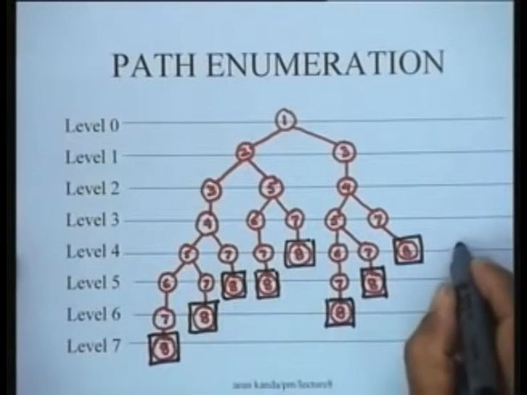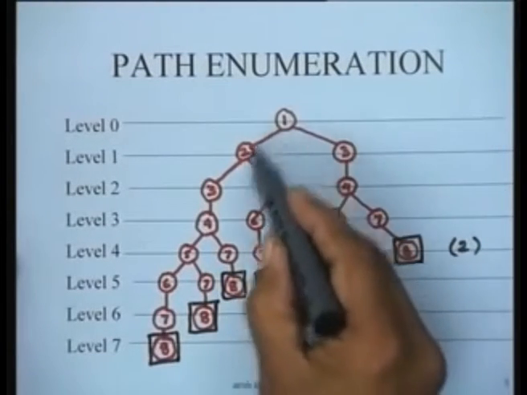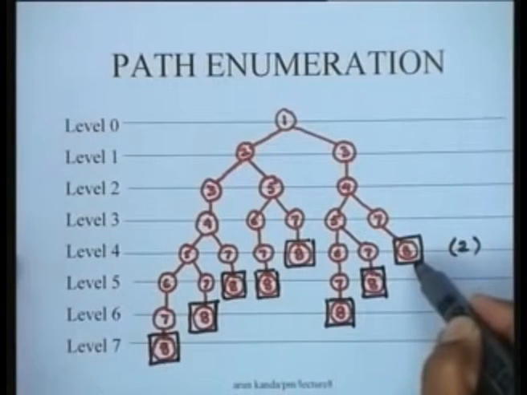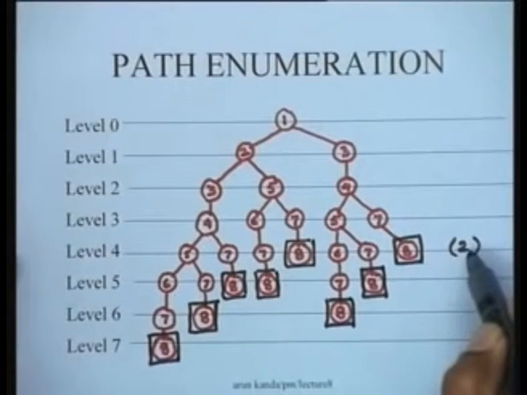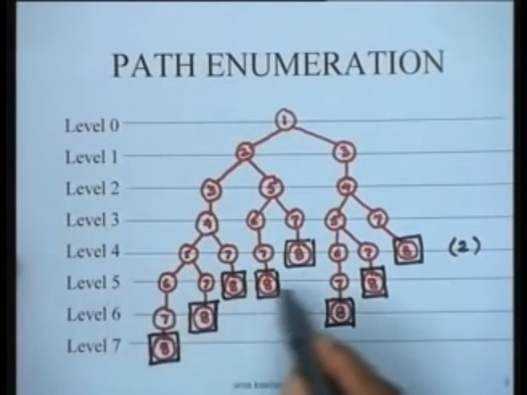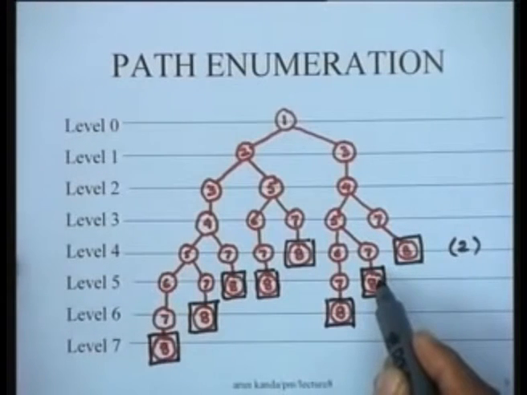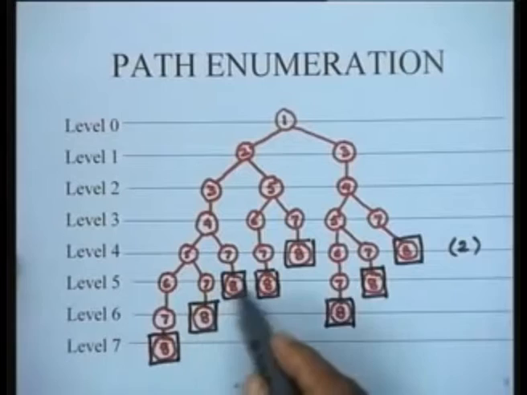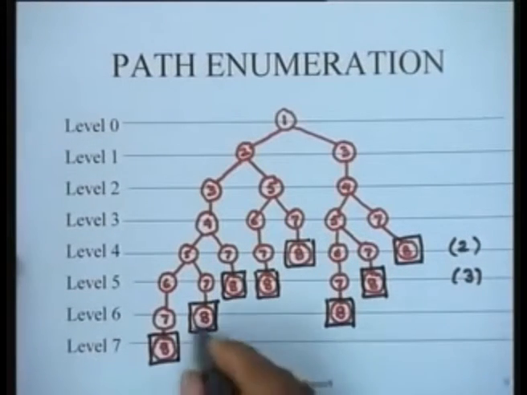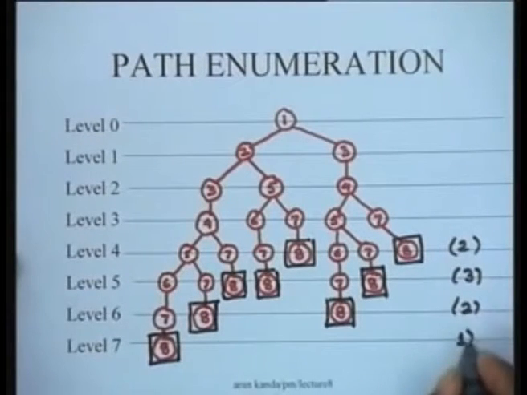So what it really shows is that at level 4 in this entire enumeration exercise, I have been able to discover two paths, this and this, and these two paths are 1, 2, 5, 7, 8 and 1, 3, 4, 7, 8. At level 5, each of the paths would have 5 arcs in it. So there are 3 paths at this level, 2 paths at this level, and 1 path at this level.